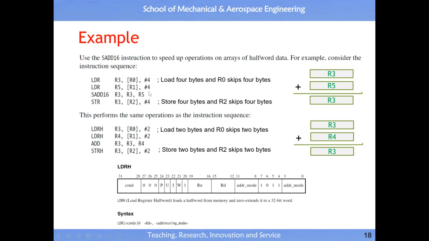We load the first value into R3, load the second value into R5. Then we do this computation, R3 plus R5. The result is stored back into R3. Also, we load 4 bytes into R3, but you see, we intentionally undertake addition with only the lower 2 bytes because it's 16-bit. We ignore the upper 2 bytes. We just do the addition with the lower 2 bytes. Then store the result from R3 to the memory location indicated by R2 with an offset of 4. Skip 4 bytes, something like that.